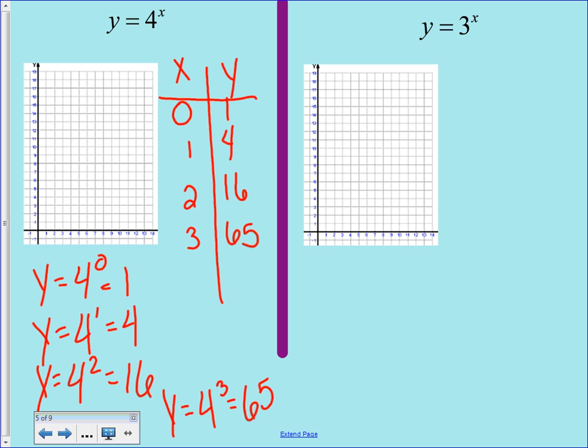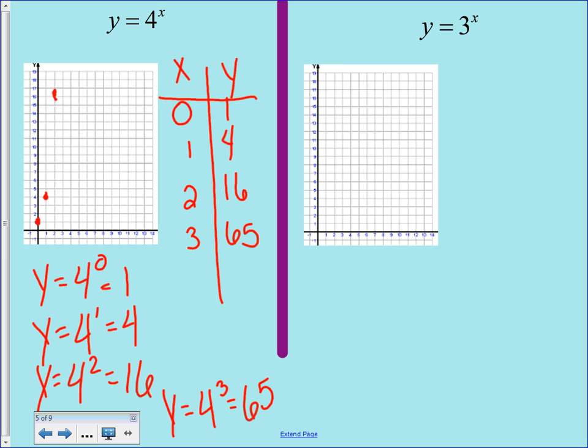So our y-intercept is at (0, 1). We're crossing the y-axis at 1. When x is 1, y is 4, so we're going over 1, up 4. When x is 2, y is 16, so we're going all the way up to 16. So all of a sudden, we just shot up on our graph.